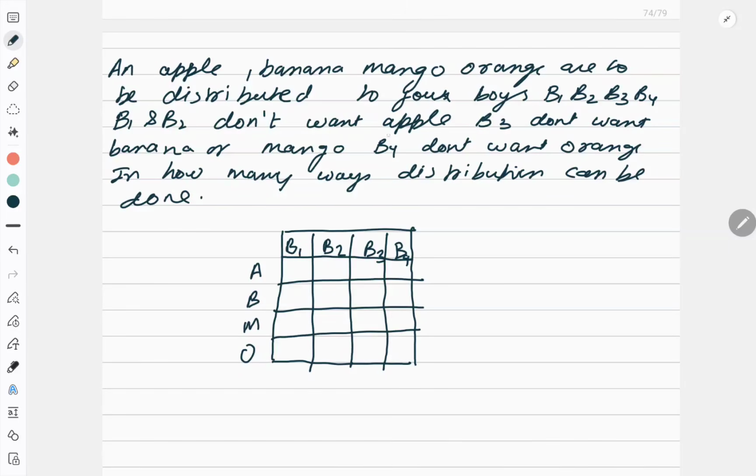B1 and B2 don't want apple. So I am putting a dot, as these are the forbidden positions. Then B3 doesn't want banana or mango. Now B4 doesn't want orange. Now, in how many ways can I distribute? So the setup is done.